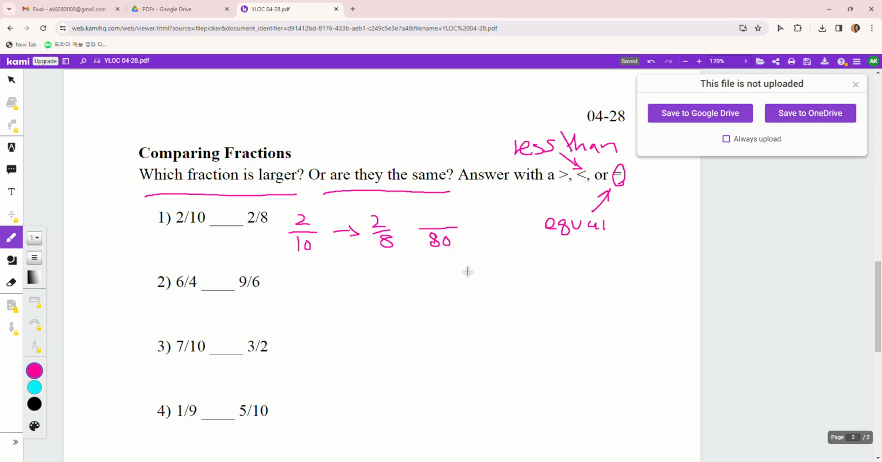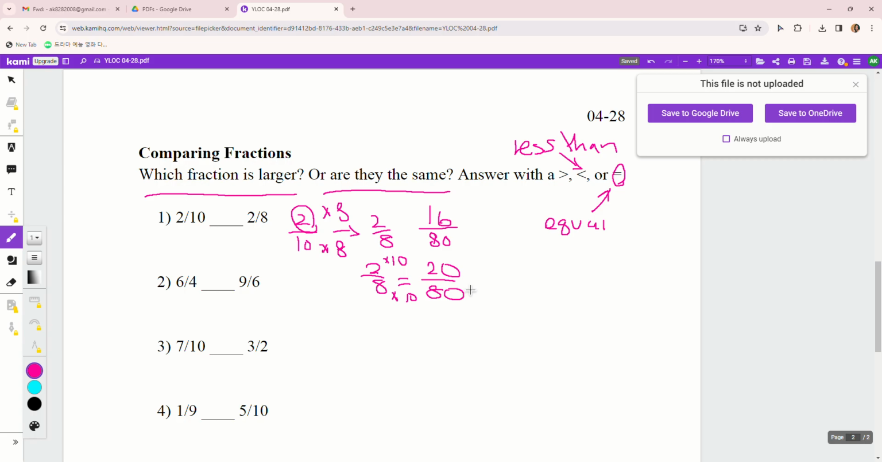So 10 times 8 is 80, so then you would have to multiply the top by 8 too. So times 8 to each side. So 2 times 8 is 16, so 2 over 10 is equal to 16 over 80. And then 2 over 8 is equal to, if you multiply each side by 10, you get 80 on the bottom and 20 on the top.